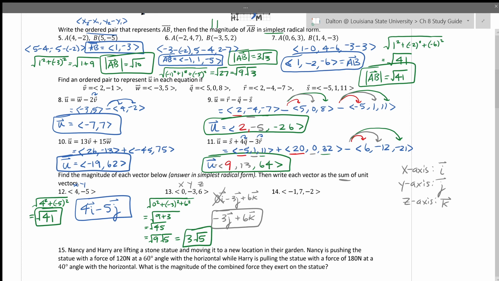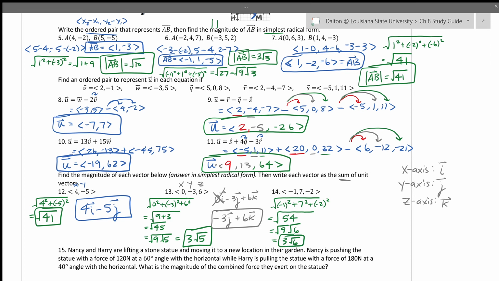For number 14, if I try to find the magnitude, same thing as number 13, take the square root of the 3 components squared, negative 1 squared plus 7 squared plus negative 2 squared. So it's going to equal 1 plus 49 plus 4, which is 54. And again, 9 is a factor of 54 6 times. So then your magnitude is going to be 3 square roots of 6.